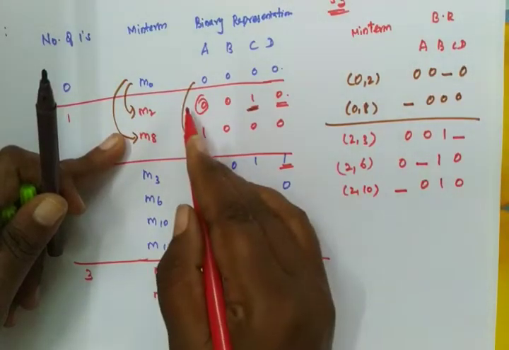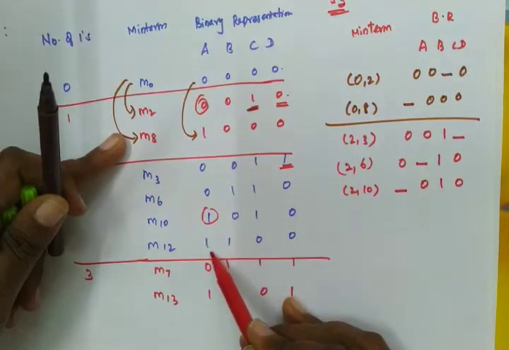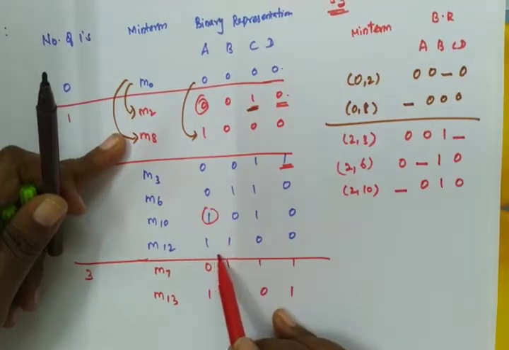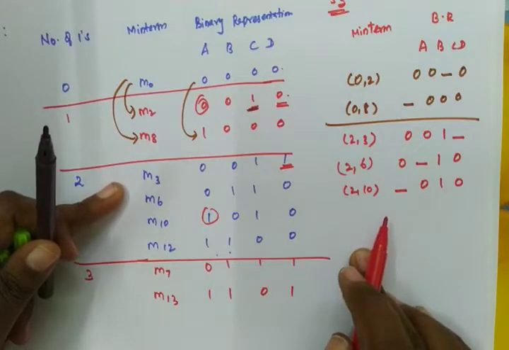Again compare this 2 with 12. Here we have 0, 1. Again this bit has changed, 0 as 1. Since we have 2 bit changes, we should not write this here. Now go to the next one.